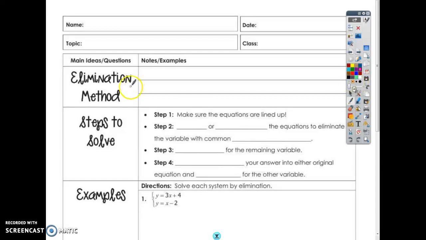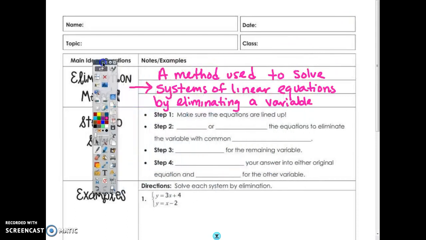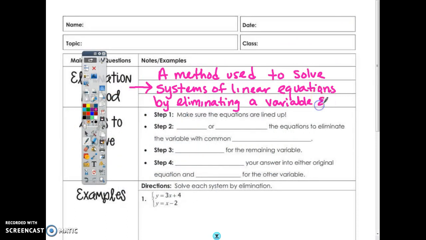Okay, so elimination is the second method I'm teaching you. And it's a method used, make sure you're writing this down, to solve systems of linear equations by eliminating a variable and solving for the other. Okay?